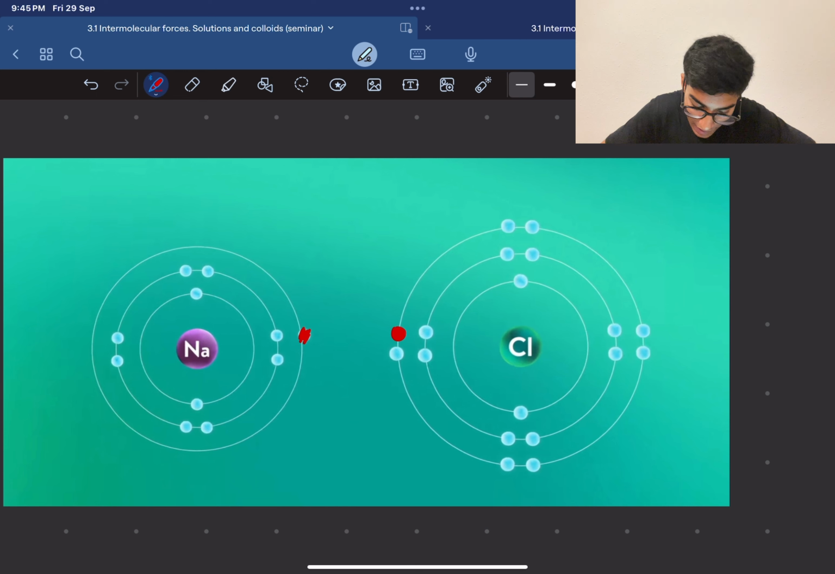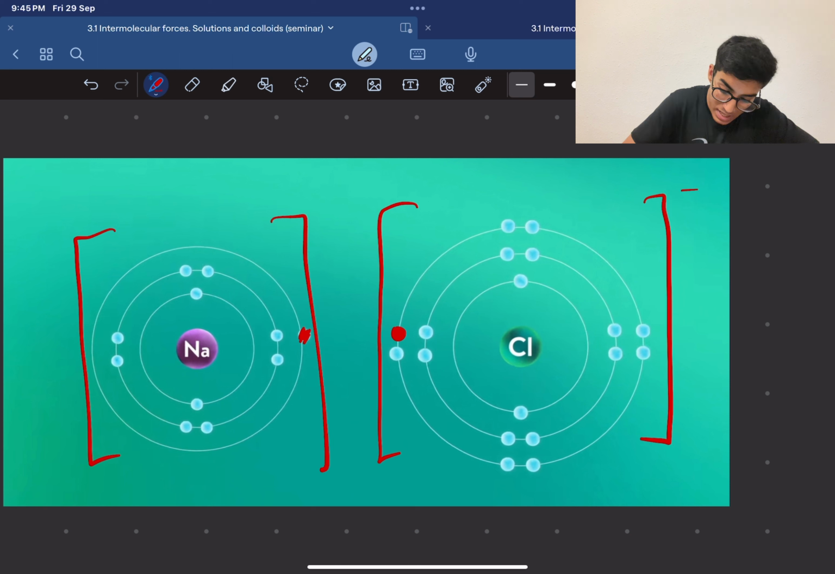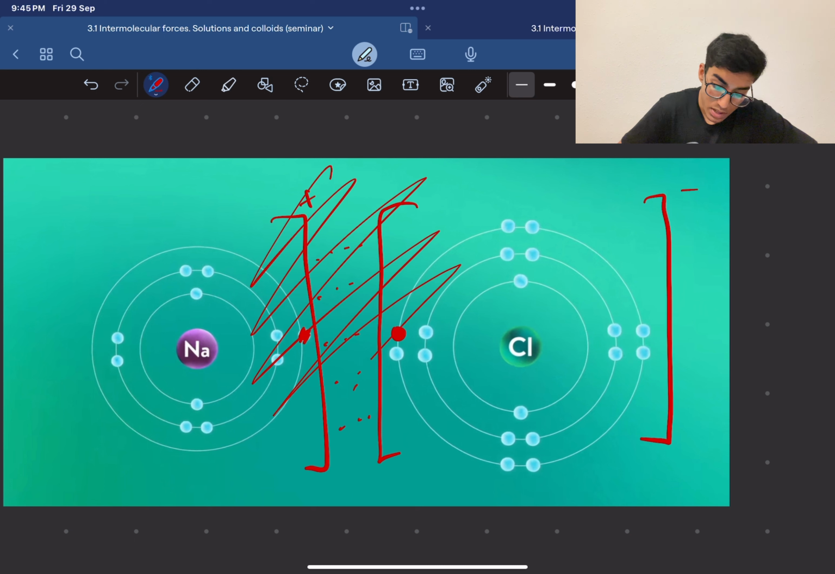Now what happens is, since chlorine has more electrons, it has a slightly negative charge, and since sodium has fewer electrons, it has a positive charge. Okay, and this is how an ionic bond works. We know that opposites attract, so hence these attract each other, forming a bond. Okay, that's one of the reasons.